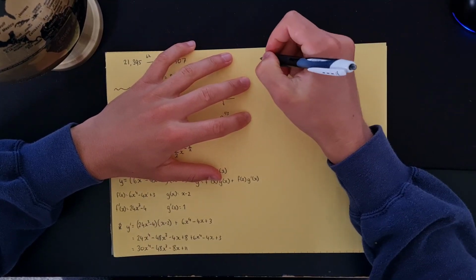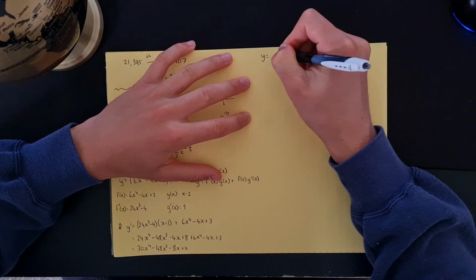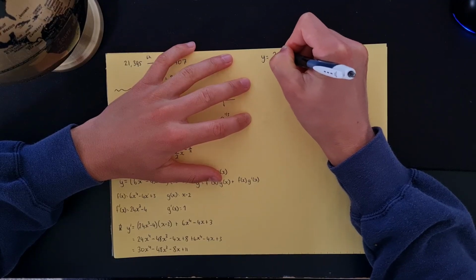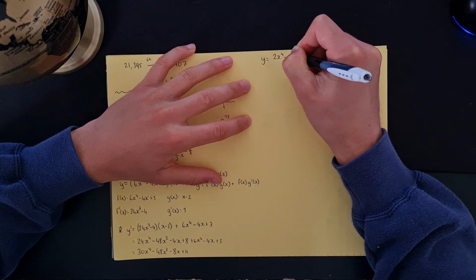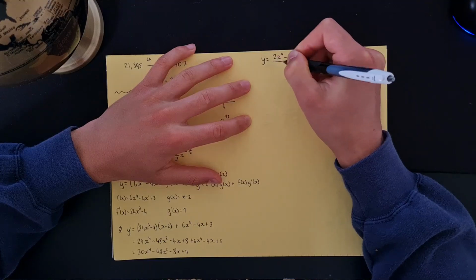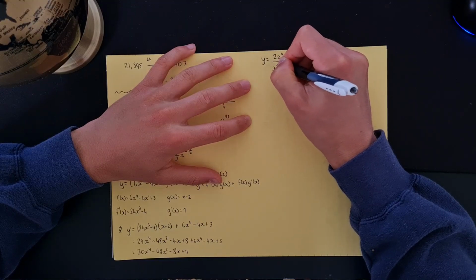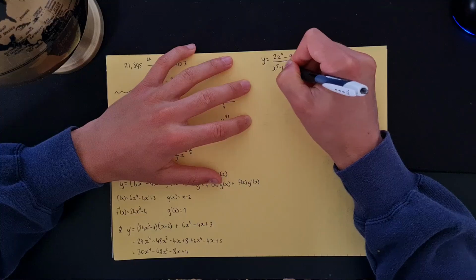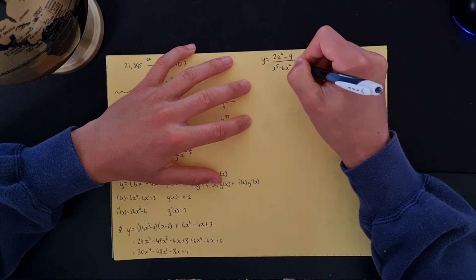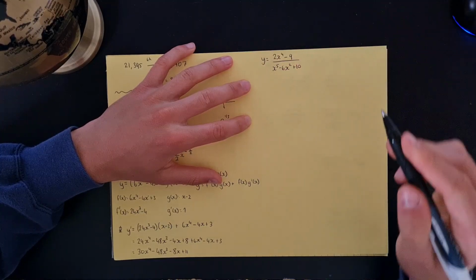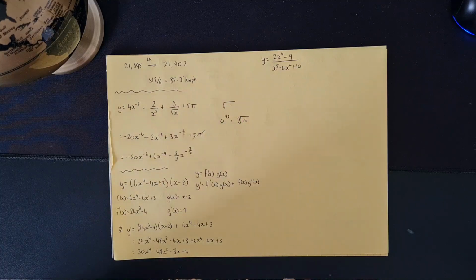So again, finding the derivative. So it's going to be 2x to the 4 minus 9 over x to the 5 minus 6x squared plus 10. Now we're going to use the quotient rule.